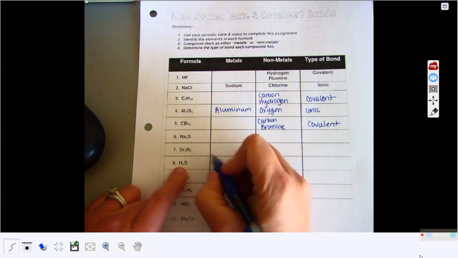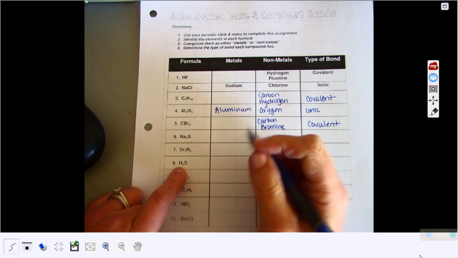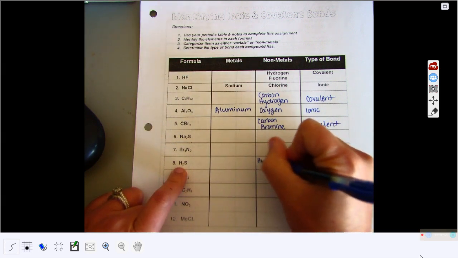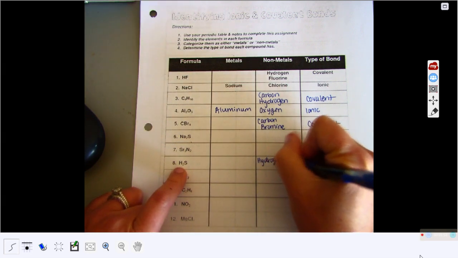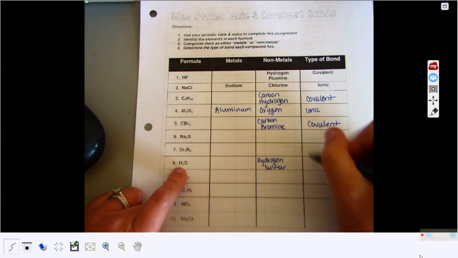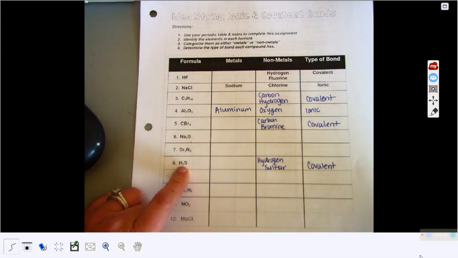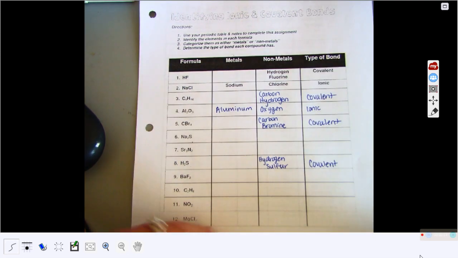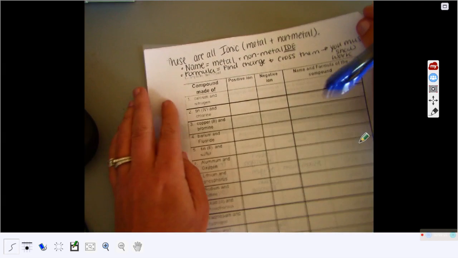If it's like this one, hydrogen is on the left side of the periodic table, but it is not a metal. So hydrogen and sulfur are both nonmetals, and it is covalent. So do the rest of those on your own, and I'm going to flip to the next page to give those instructions. Okay, I wrote you a little cheat sheet at the top of this page.